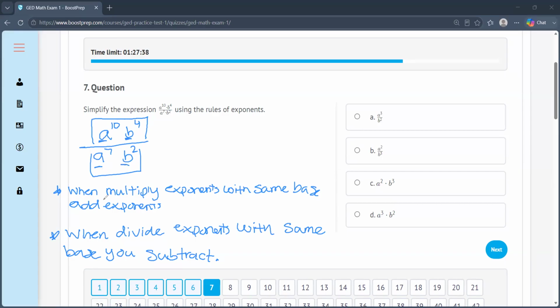So then what we'll have to do is just divide. Let's start with the letter a. What is a^10 divided by a^7? We said that when you're dividing with the same base, you subtract. So it's going to be 10 minus 7, which is, what's 10 minus 7?